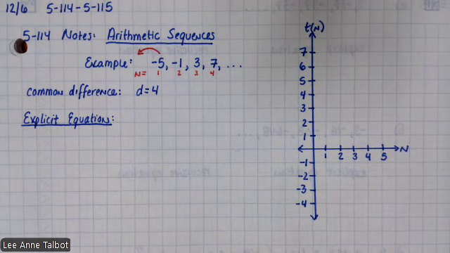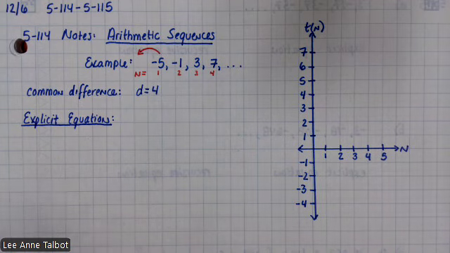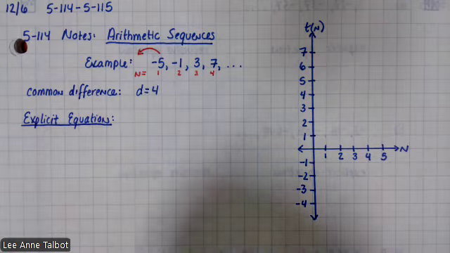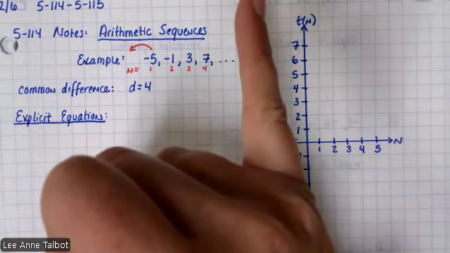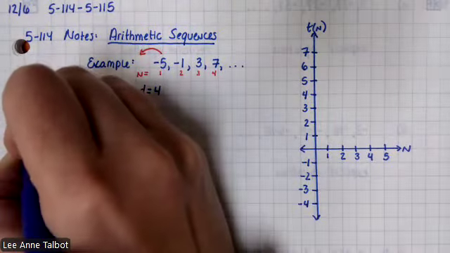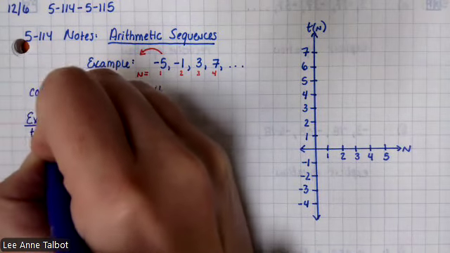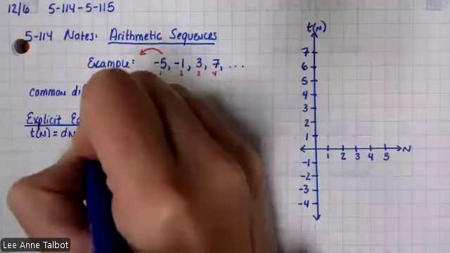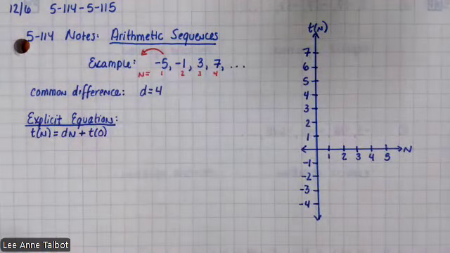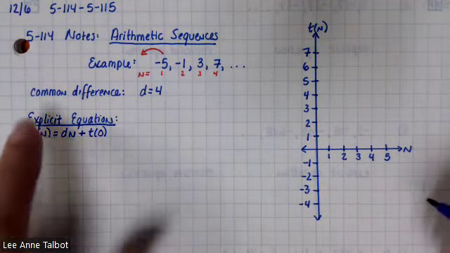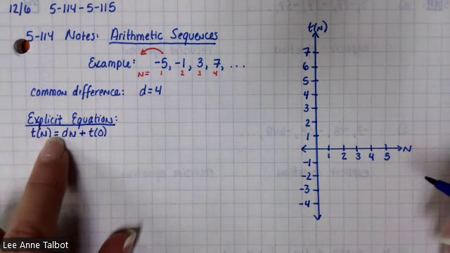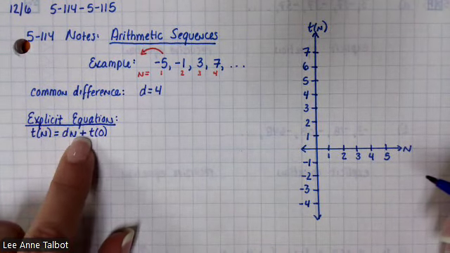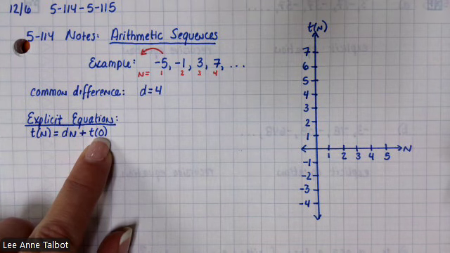Okay, now we're going to find the explicit equation. And the explicit equation is going to look just like y equals mx plus b, but remember, it's got fancy notation. So t of n equals dn plus t0. But I really want you to see that y equals mx plus b living there.